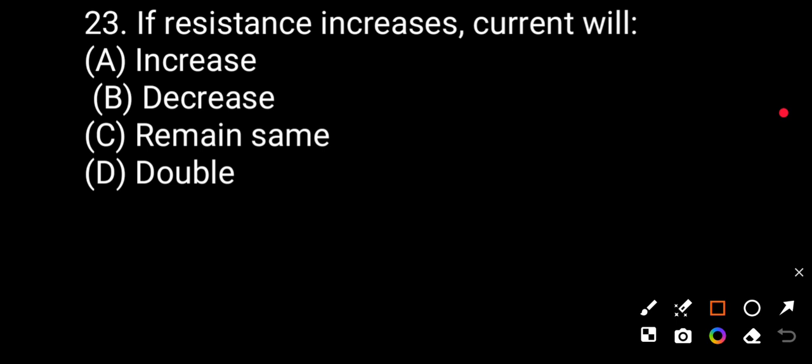Question number 23. If resistance increases, the current will increase, decrease, remain same, double. So if resistance increases, current will decrease. Option B is correct. Or we can say the product of the resistance and current is equal to the potential drop between two terminals.